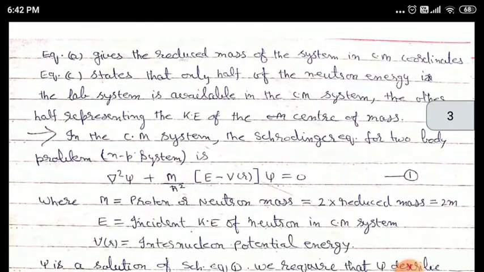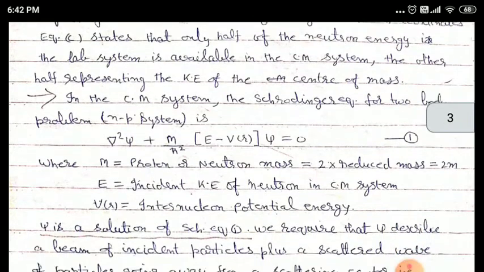In center of mass system, the Schrodinger equation for the two-body problem, that is neutron-proton system, can be written as del square psi plus m upon h cross square multiplied by E minus V(r) multiplied by psi equal to 0. This is equation number 1. Here m is the proton or neutron mass, which will be equal to 2 into reduced mass.